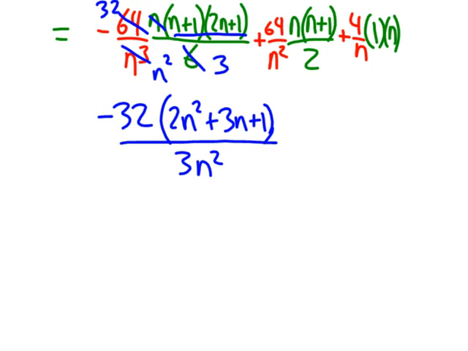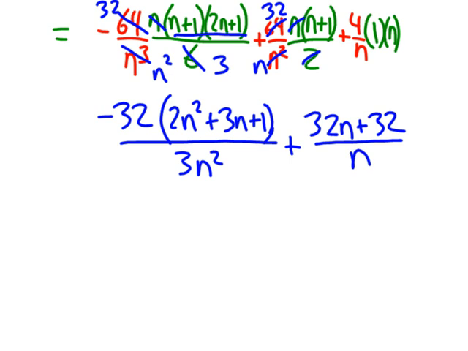OK, let's move on to the next one. 64 and 2, both divided by 2. Again, handle the n's, make that an n. And let's call that plus, I'm going to go ahead and distribute that 32 and call that 32n plus 32 all over n. And I know I'm going really quickly through the algebra. Pause the video if you need to. Make sure you can hang. The n's here cancel, and that's just plus 4.